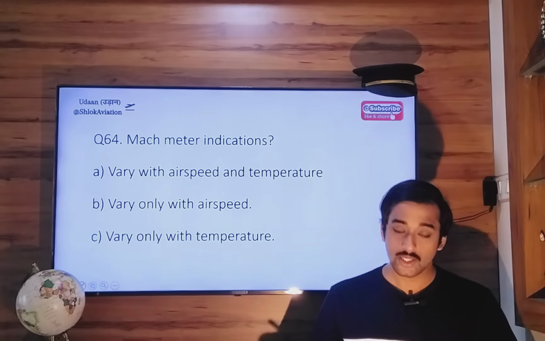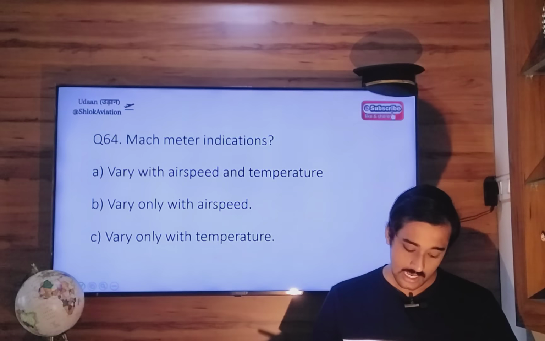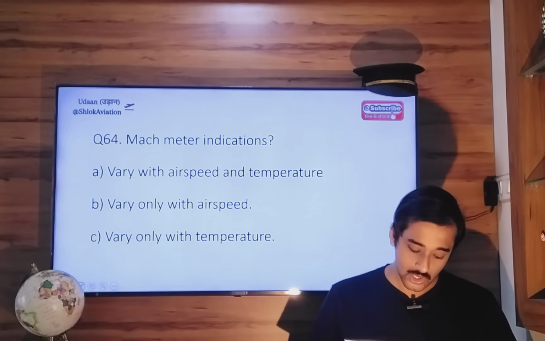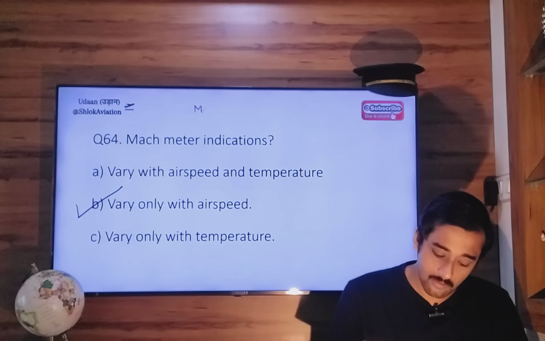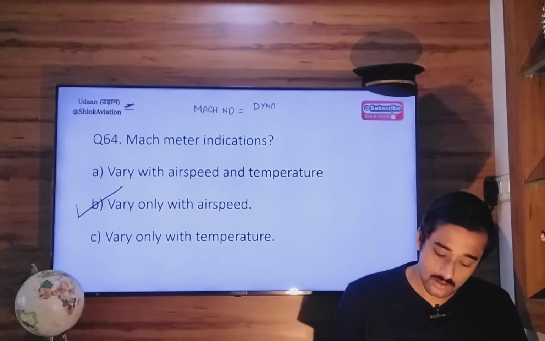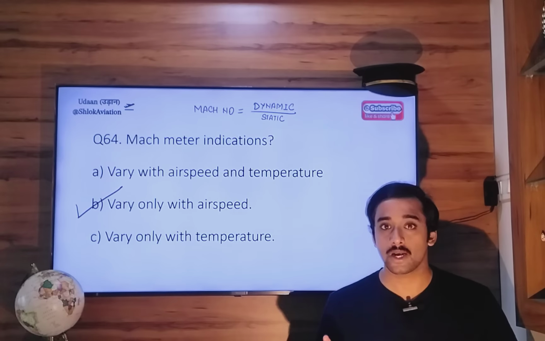Mach meter indications vary with airspeed and temperature, vary with airspeed only, or vary with temperature. So the correct answer is option Bravo. Mach meter indications are nothing but dynamic pressure divided by static pressure. So they are independent of temperature; they depend only on airspeed.